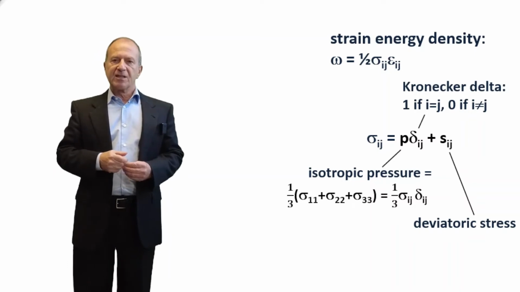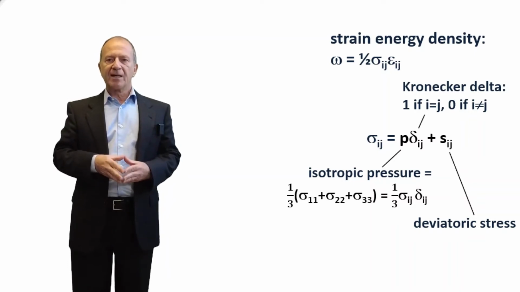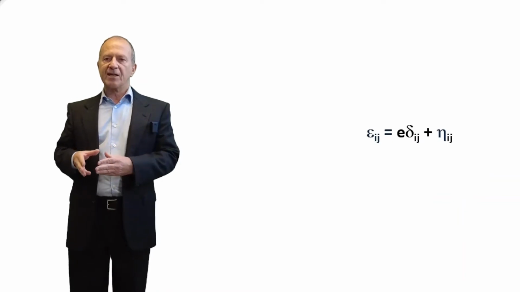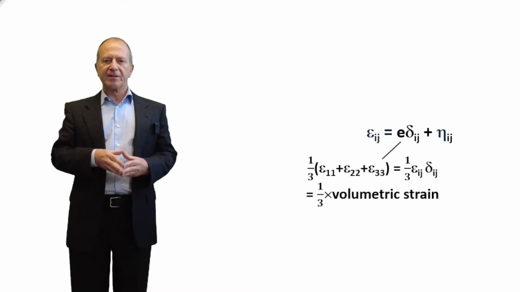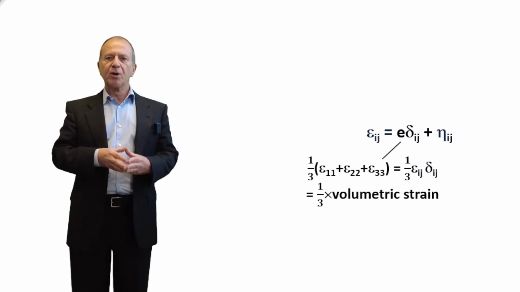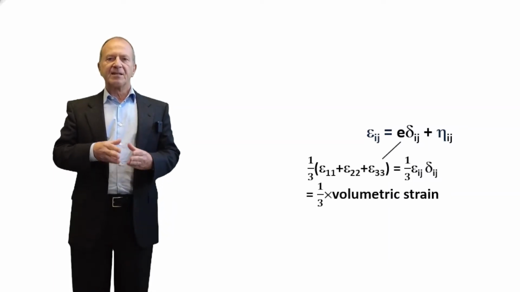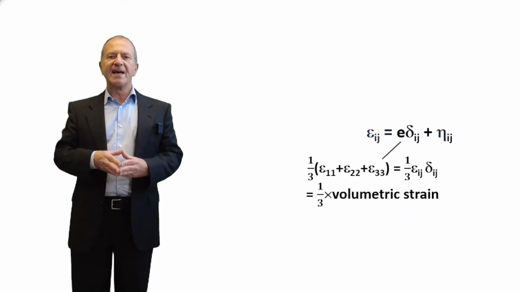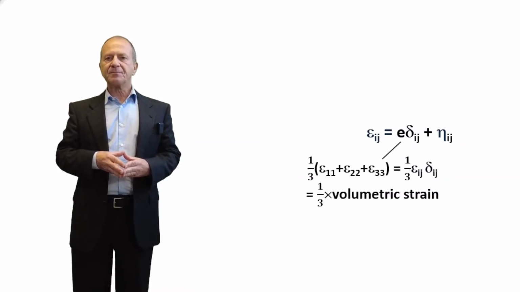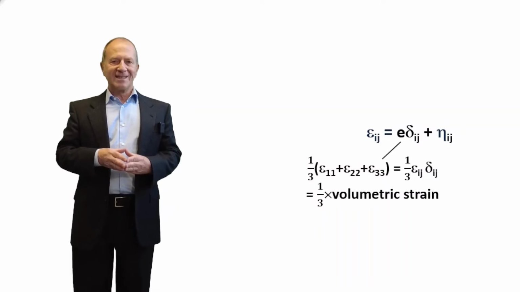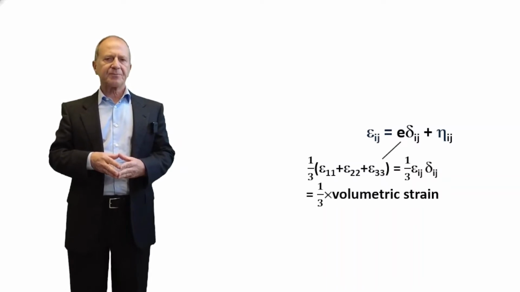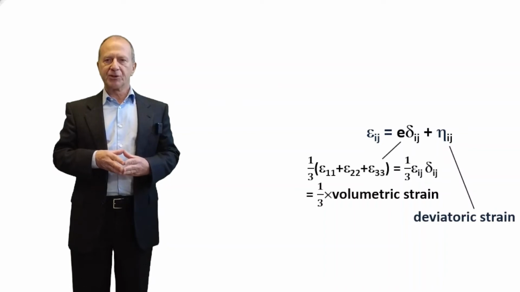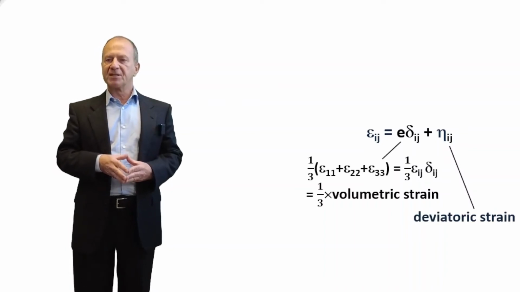We can perform a similar decomposition with the strain tensor, and we can write epsilon ij equal to E delta ij plus eta ij. Here E is 1/3 of the trace of the strain tensor, epsilon 11 plus epsilon 22 plus epsilon 33. Synthetically, E is equal to 1/3 of epsilon ij delta ij and corresponds to 1/3 of the volumetric strain. Thus, the term E delta ij accounts for the change in volume of a material element. Eta ij is called a deviatoric strain and accounts for the change in shape of a material element.